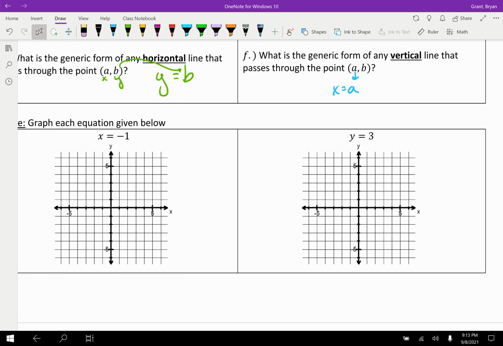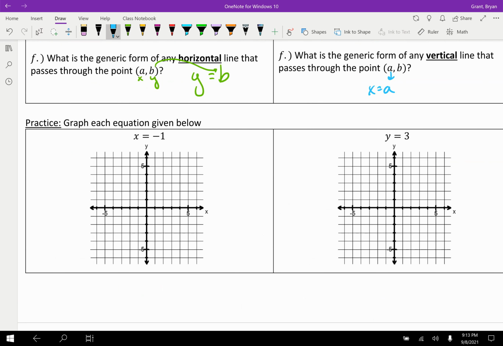Let's do 2 practices. Graph each equation given below. X equals -1. Well, what I like to do with this, because I have some students that forget, is I actually create a couple points. So I go through, here are 4 points. What do I know about these points? I know the x must be -1. Is there any y in this equation? Well, no. That means that our y can be anything we want. I'll just pick 1, 2, 3, 4. We could have done negatives. Then, graph these points: (-1, 1), (-1, 2), (-1, 3), (-1, 4).